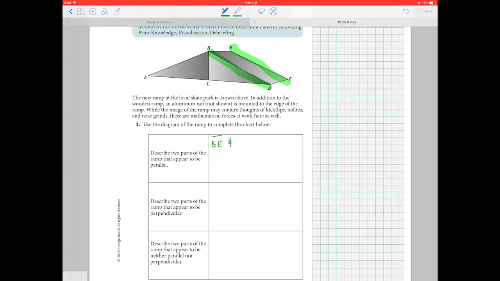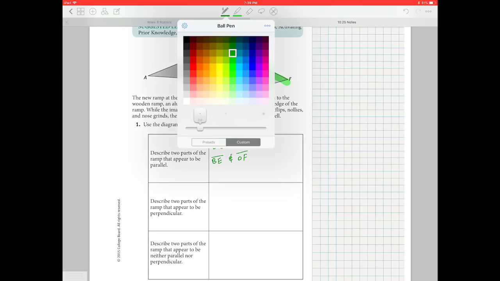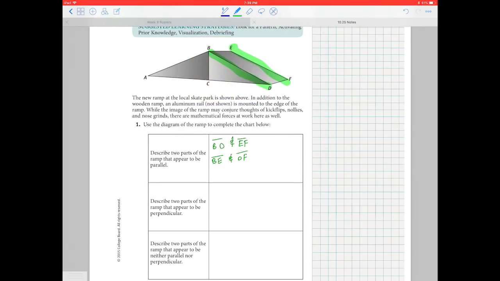BD is parallel to EF. We also said that BE was parallel to DF. That's all the ones that we said we could find without knowing what points were on the back of the ramp. Next up we did perpendicular.